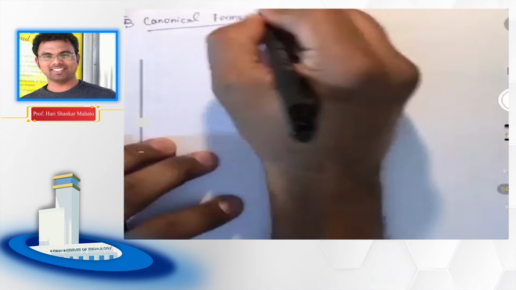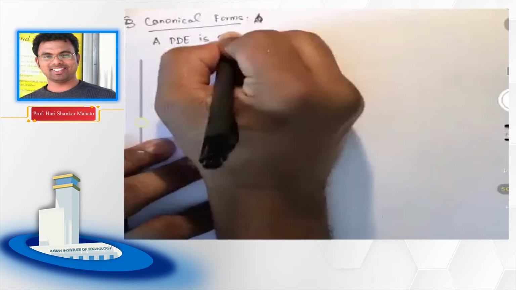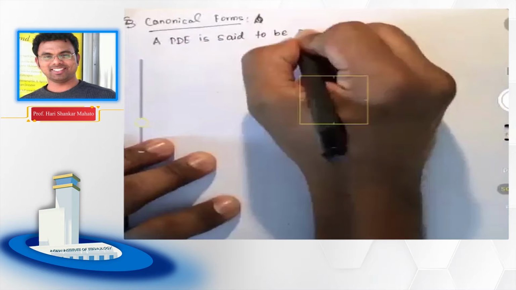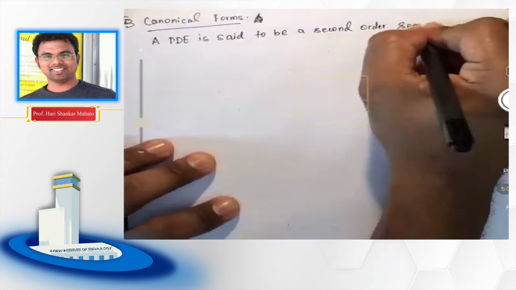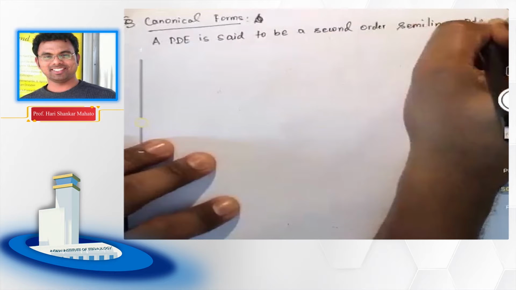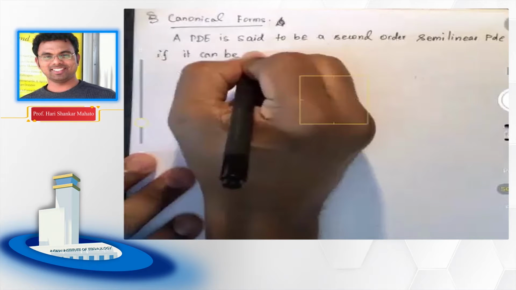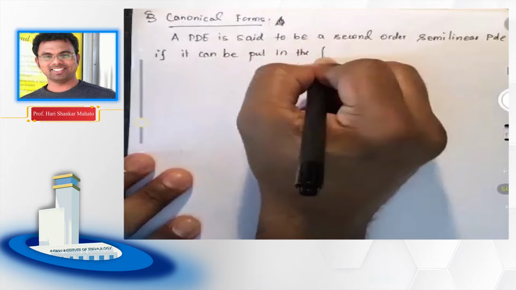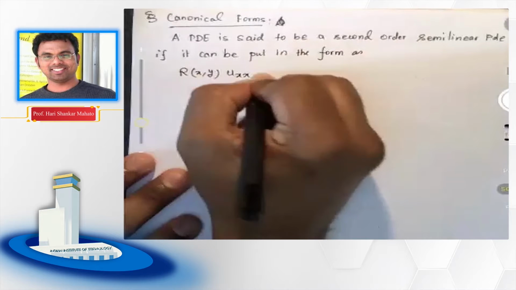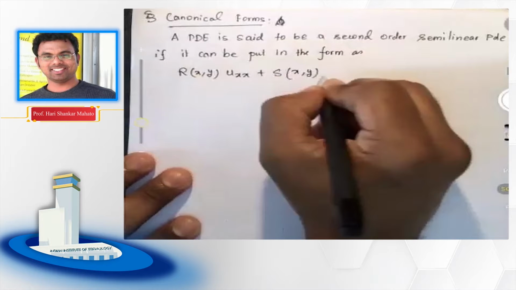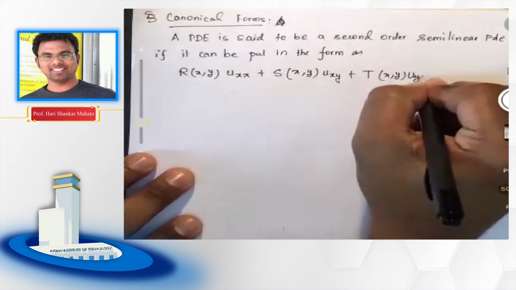The topic is canonical form, but first we are going to give some definitions. A partial differential equation, a PDE, is said to be a second order semi-linear PDE if it can be put in the form R of x,y u_xx plus S of x,y u_xy plus T of x,y u_yy plus some first order terms.